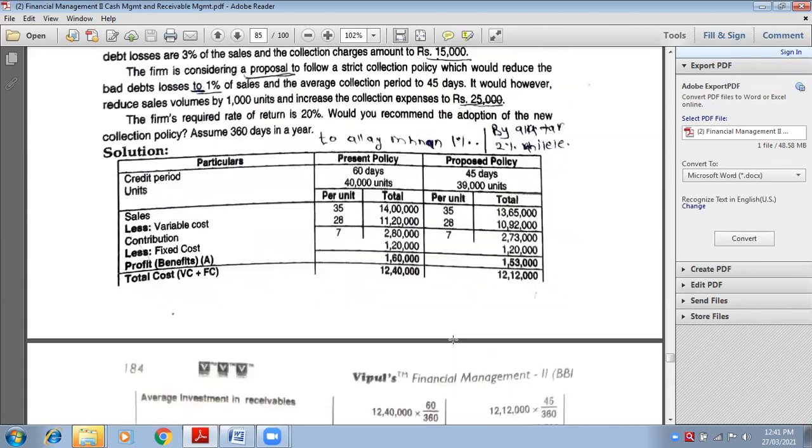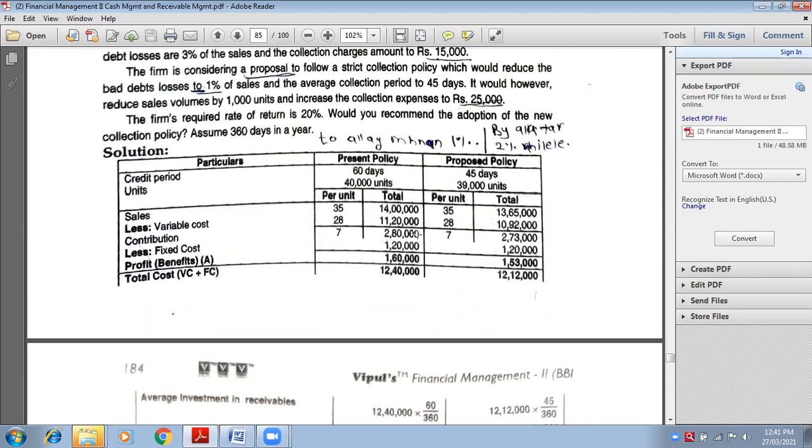First complete the sum. Write down 1 lakh 20, 1 lakh 20 fixed cost and deduct it from contribution and tell me what is the profit, that is benefit, in block A. Tell me the profit in present situation. 1,60,000. And profit in the proposed policy? 1,53,000. Very good, very good.